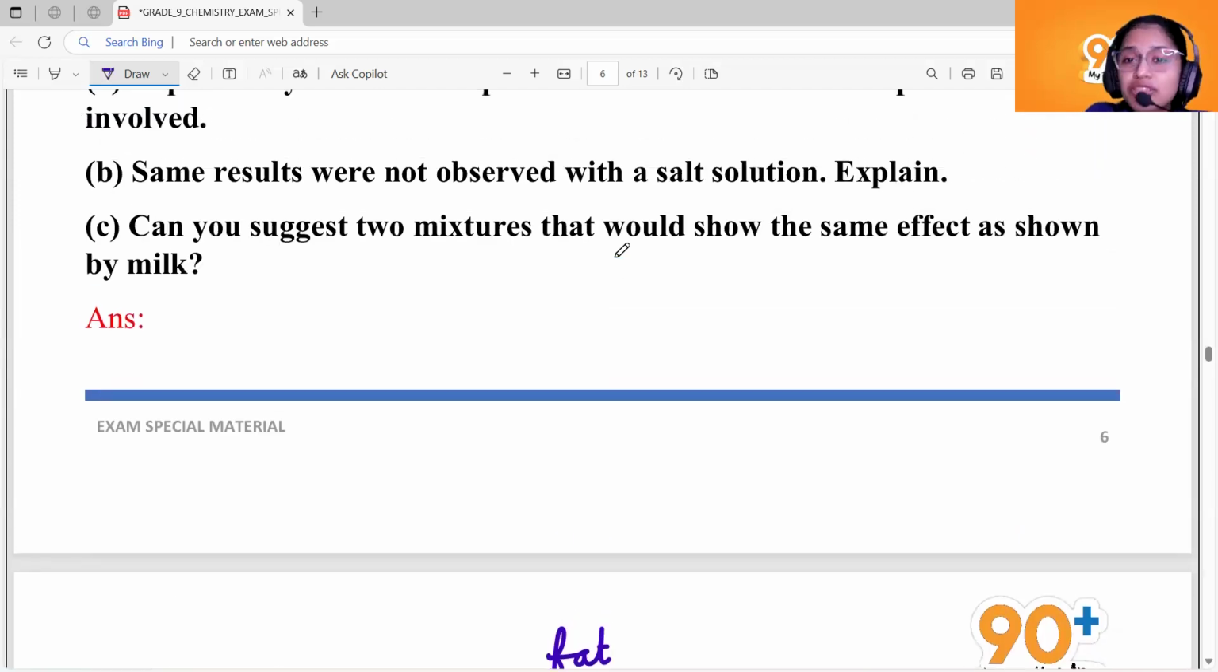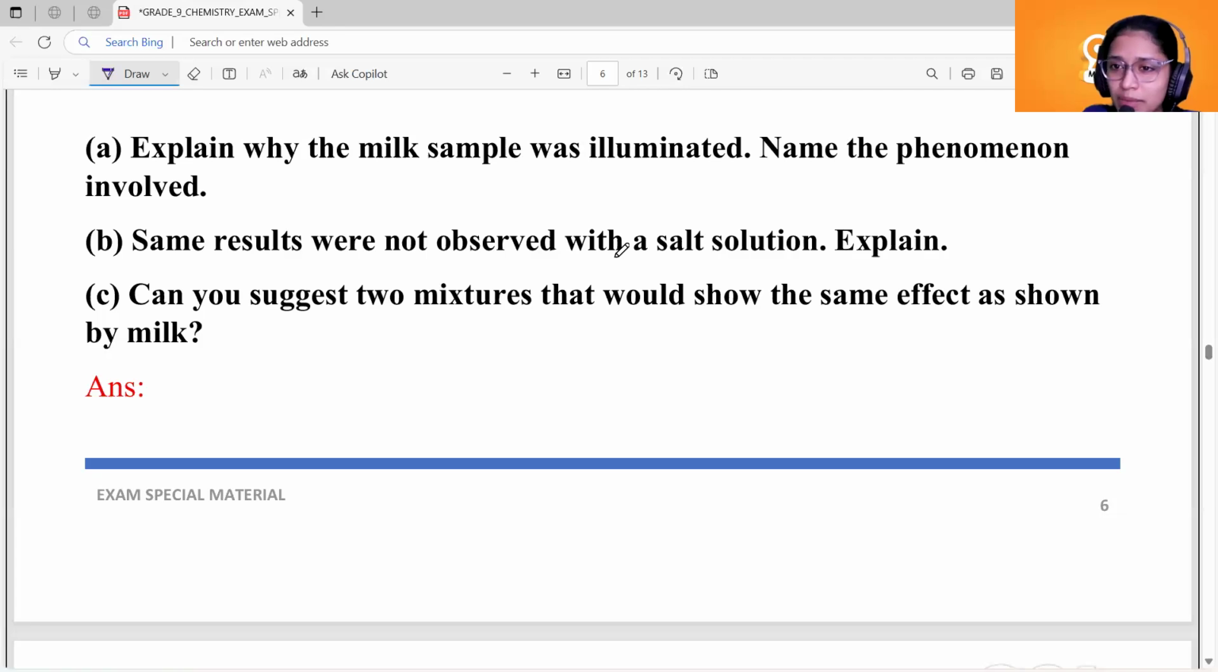What is our last question? Can you suggest two mixtures that would show the same effect as shown by milk? So you can write any example of colloids given in your textbook. Okay, colloids show Tyndall effect. The colloids show Tyndall effect throughout.